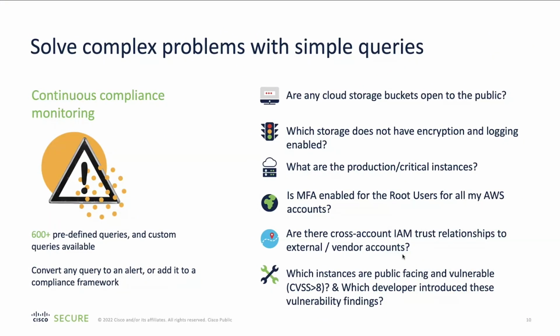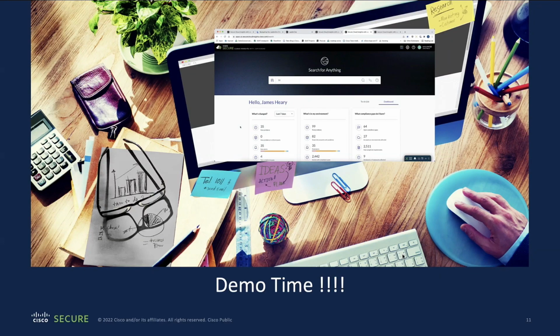And then finally, what about a query that asks which instances are public facing, they're vulnerable, something has a CVSS score of greater than 8, and then tell me which developer introduced those vulnerabilities when they posted the code to GitHub or checked in that code. Really hard things to answer using the multiple tools that we have. Really easy to answer with Cloud Insights. So let's take a look.